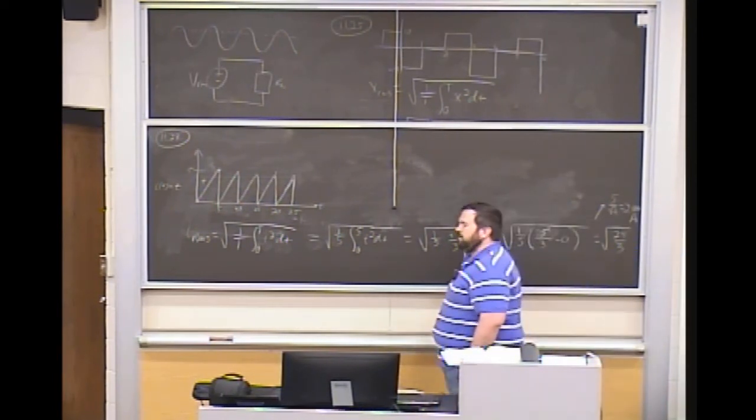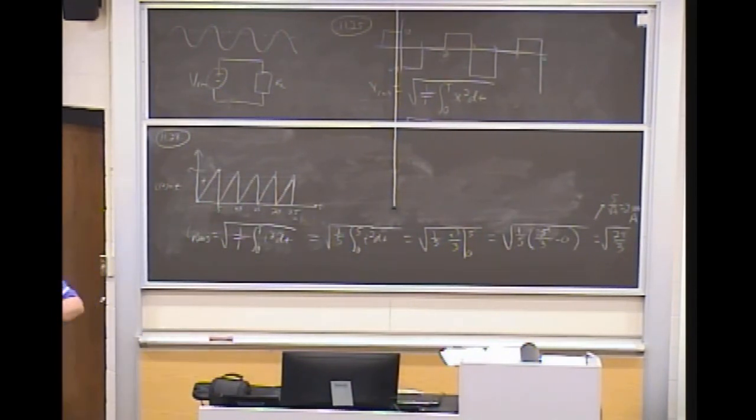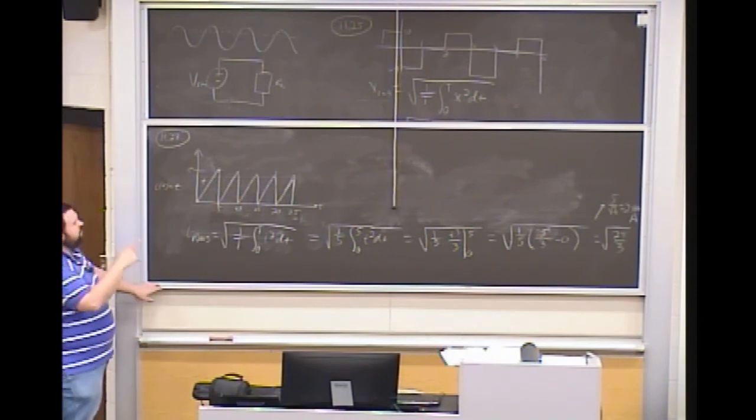Any questions on that? Yes, John. My question is back on 1125. I see how you got the period where t equals 5 on 1127. How did you get 3 on 1125? How did I get 3?